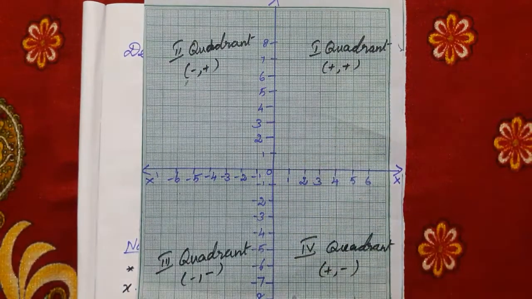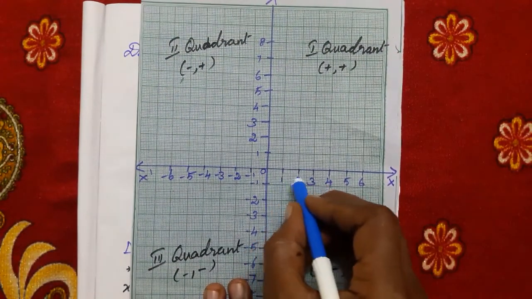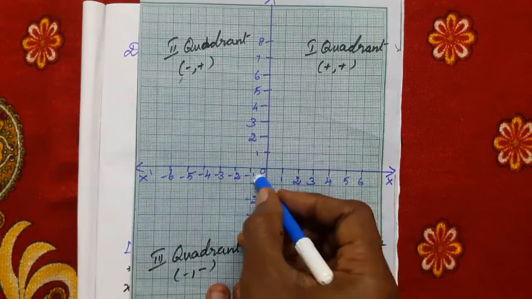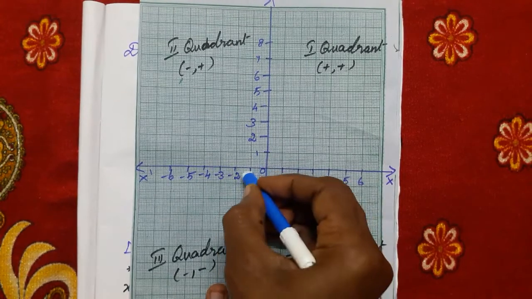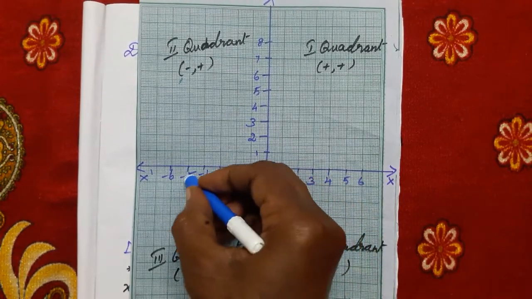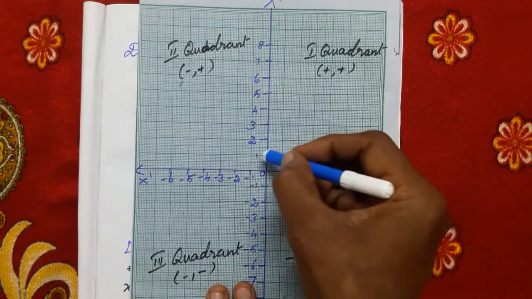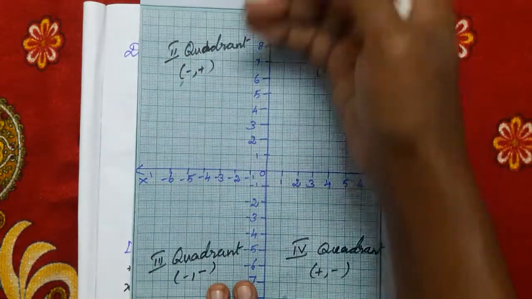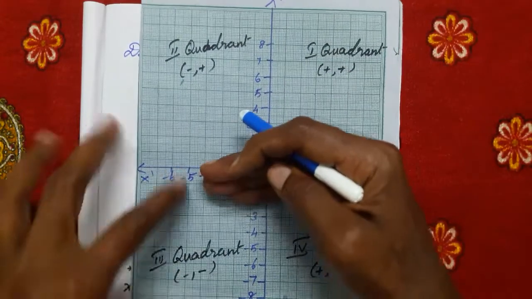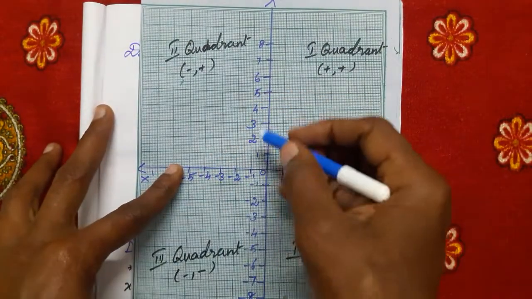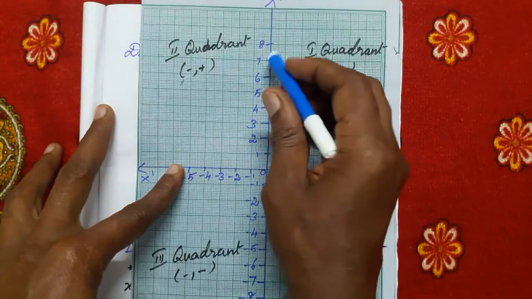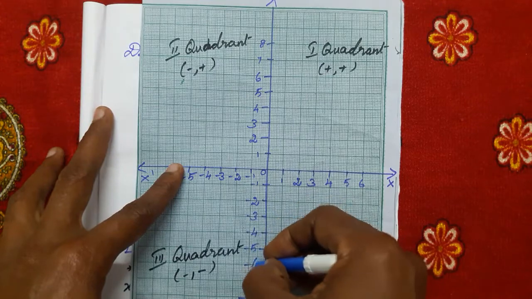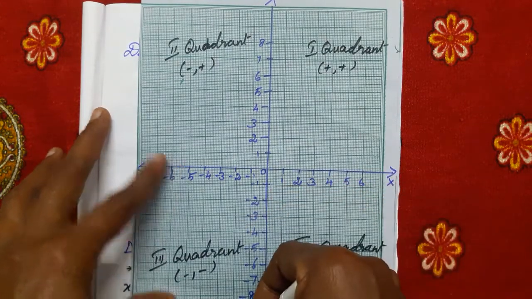Next here we take 1, 2, 3, 4, 5 on the x-axis. On the other side, with the negative sign, -1, -2, -3, -4, -5, -6. Next, above the x-axis is positive, below the x-axis is negative. Here 1, 2, 3, 4, 5, 6, 7, 8. Here -1, -2, -3, -4, -5, -6, -7, -8.